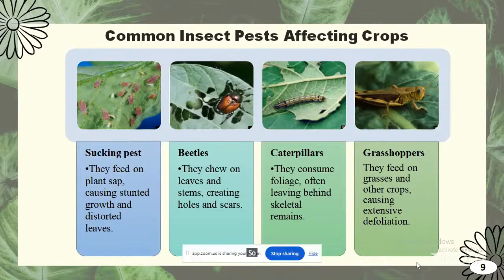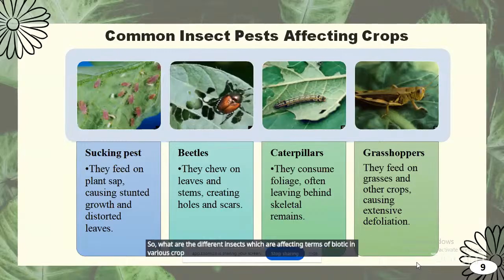So what are the different insects which are affecting various crops in terms of biotic factors? There are different categories like sucking pests, beetles, caterpillars, grasshoppers, aphids, whitefly. These all are affecting crops in the Asian continent or in the European continent.